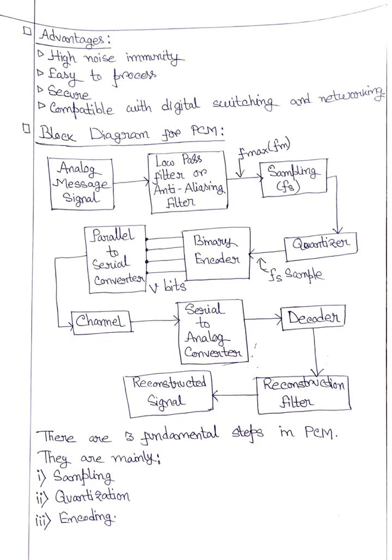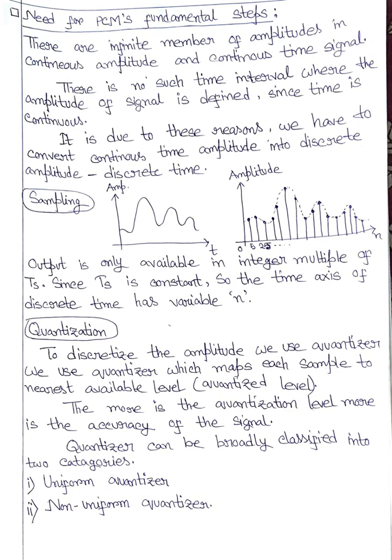There are three fundamental steps in PCM. They are mainly sampling, quantization, and encoding. So the need for PCM's fundamental steps: there are infinite numbers of amplitudes in a continuous amplitude and continuous time sequence. There is no such time interval where the amplitude of the signal is not defined, since time is continuous. Due to these reasons, we have to convert continuous time, continuous amplitude into discrete amplitude, discrete time.